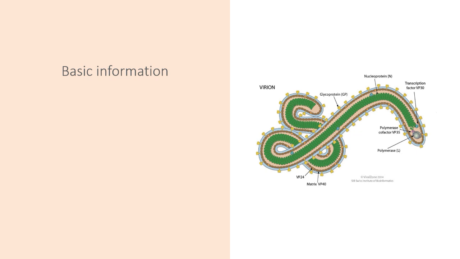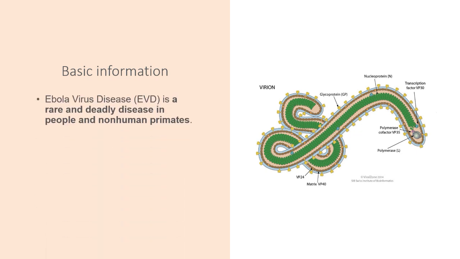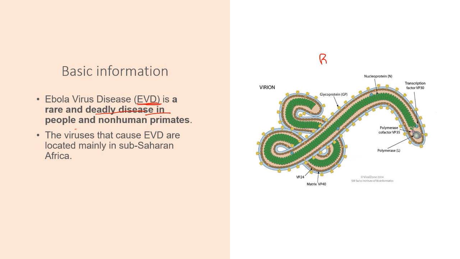So let's look at the basic information first. Ebola virus causes Ebola virus disease, or EVD. It's a rare and deadly disease in people and non-human primates as well. The viruses that cause EVD are isolated mainly from sub-Saharan Africa, and the origin is always sub-Saharan Africa. It is a very big virus. Let me write, it's a big virus. If you want to know how a big virus looks, you can see Ebola virus. It's a thread-like structure.